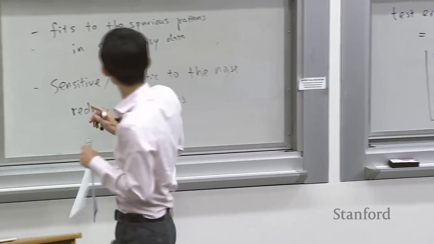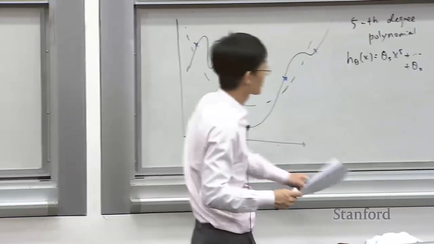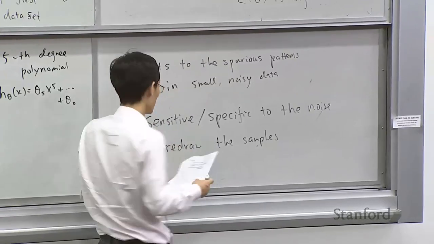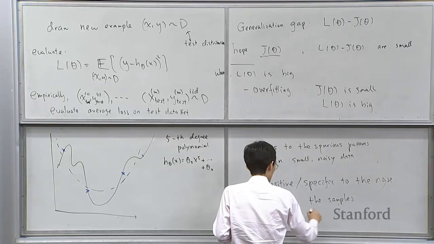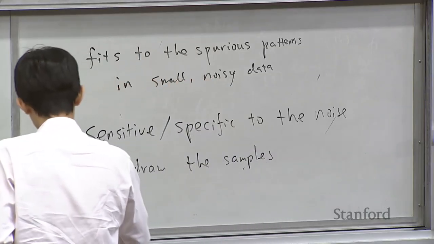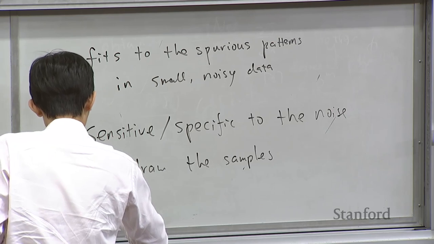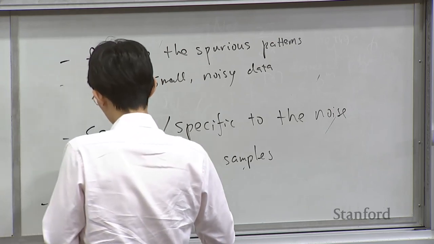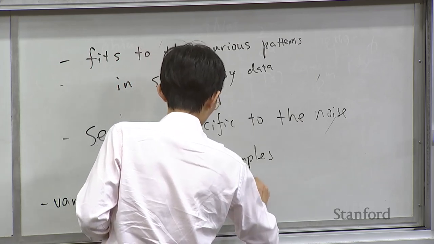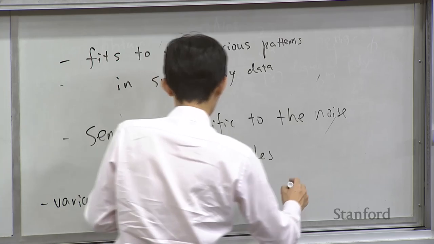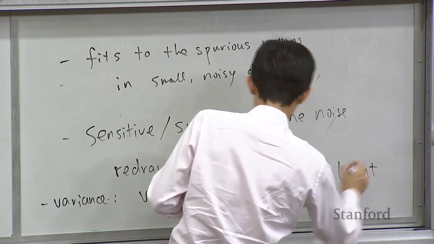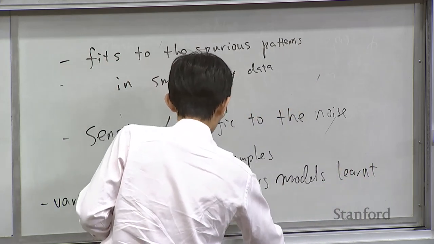Sorry, one moment before that. Just to summarize here: if you redraw the examples and you find a large variation between the models, you define the variance to be, in some sense, the variation across models learned on different data sets.